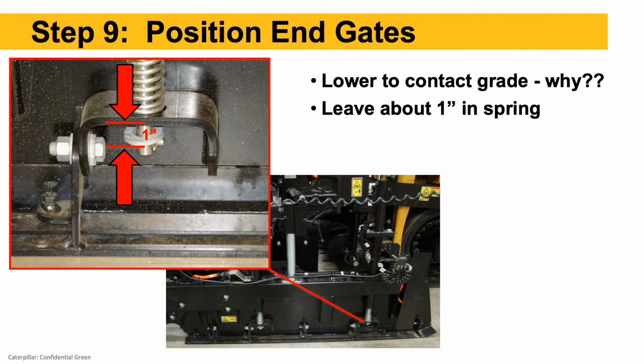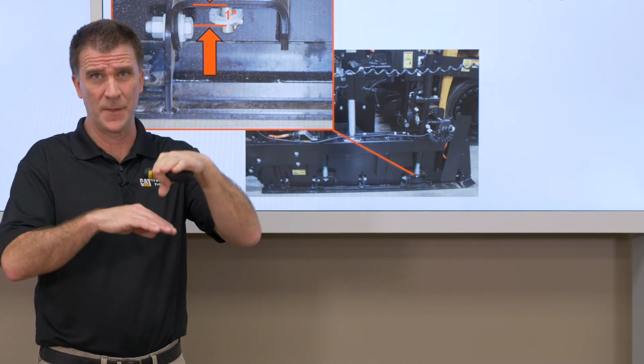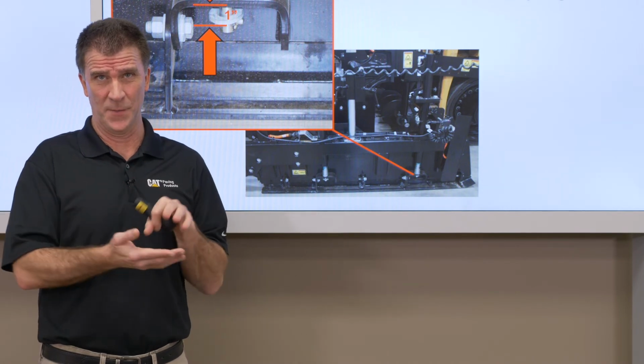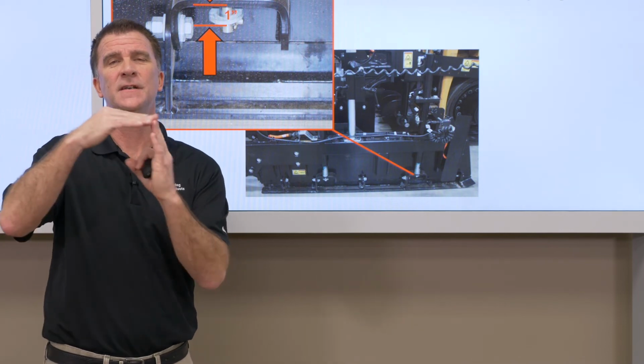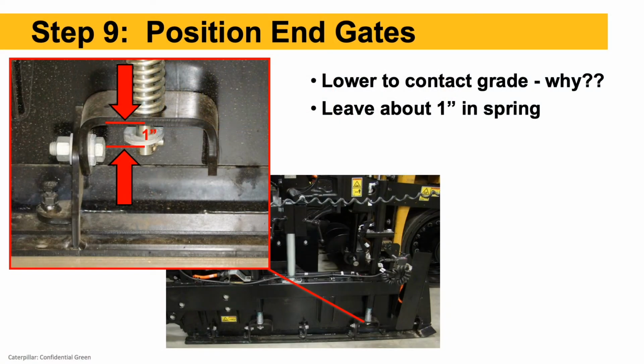We're going to lower it down to contact the grade. So whether we're paving a new mat or unconfined edge, or whether we're joint matching, we want to lower that end gate. We want to see about 1 inch in that spring. And those springs typically, I think all manufacturers are the same or very close, have about 4 inches of play in that spring. So we turn those end gates down till we got about 1 inch. And what that will do is allow the end gate to follow the grade and give us a nice square edge or square longitudinal joint. And that's important when it comes to joint densities and joint compaction.